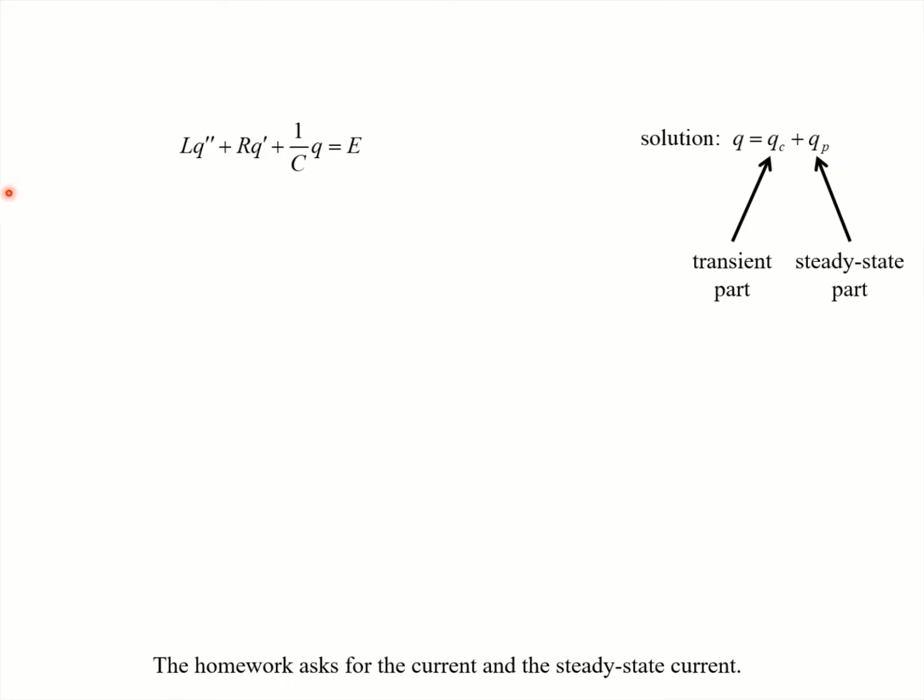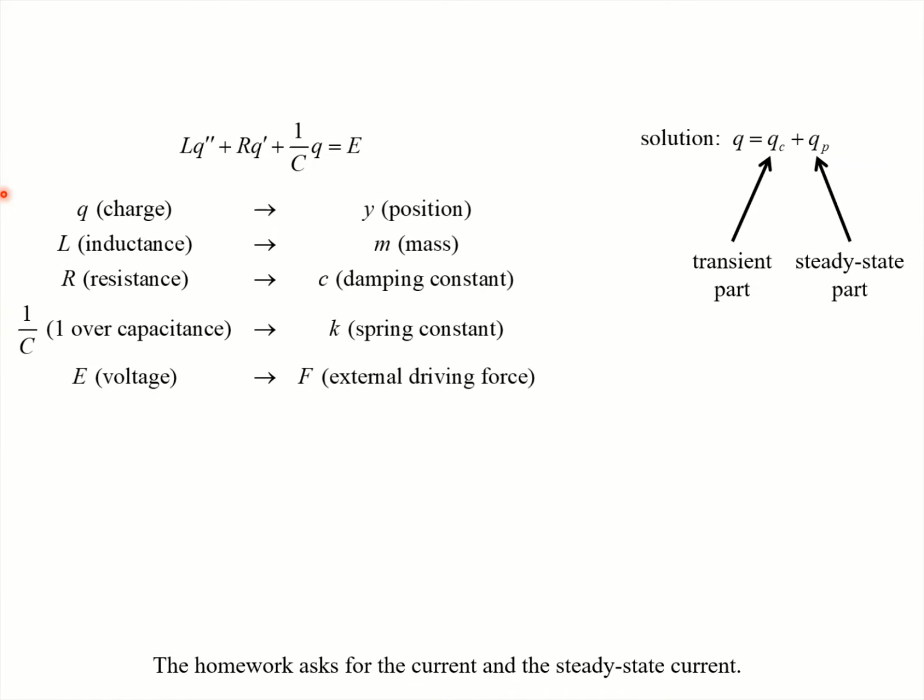So just remember that. Okay, now, if you replace the charge with the position, and the inductance with the mass, and the resistance with the damping constant, and that kind of makes sense if you think about it, and the capacitance you replace with the spring constant, the voltage gets replaced with the external driving force, then what you have is the differential equation that we derived in the last section, which was 8.5, which is the spring system.